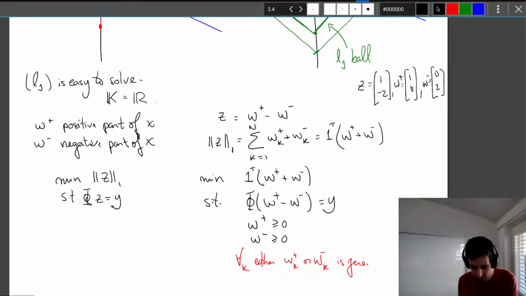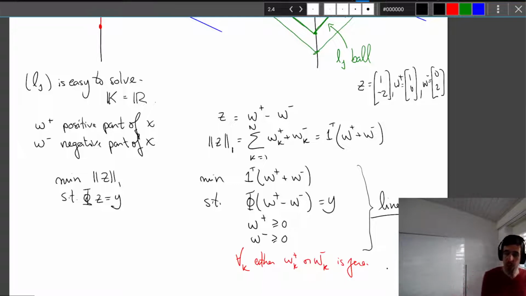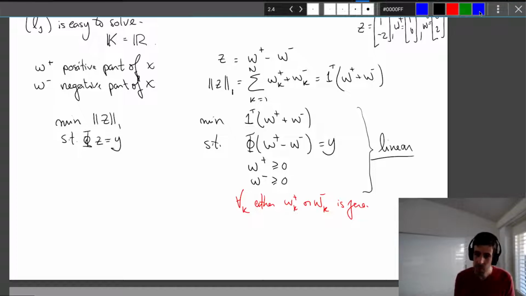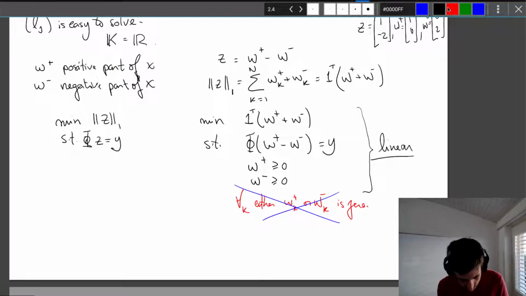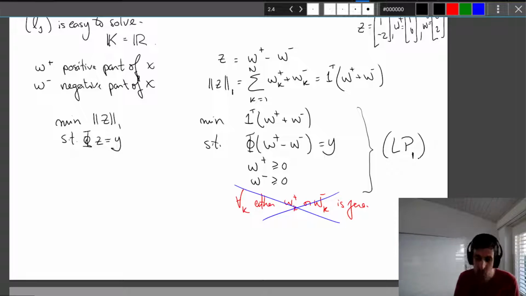Now all of these are linear constraints, everything is linear in W. But the one in red is not. But I claim that I don't need the one in red. I claim that even if I remove the one in red, this is still equivalent. So let me give this a name, let me call this LP1. This is all in the lecture notes as well. The linear program for the one norm.